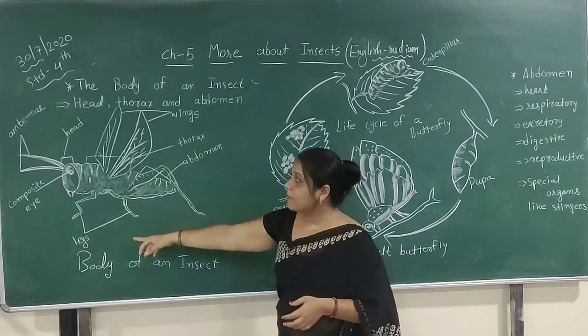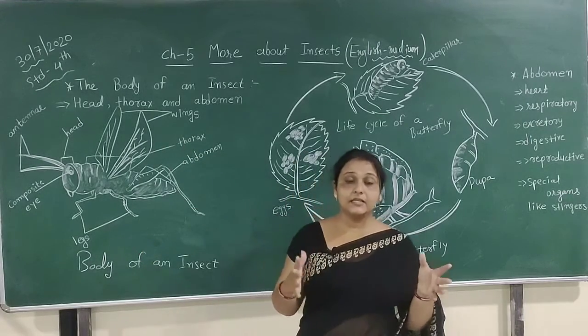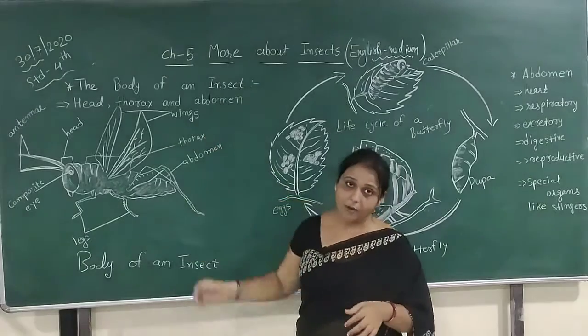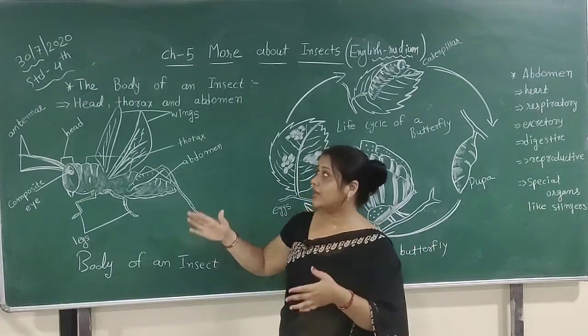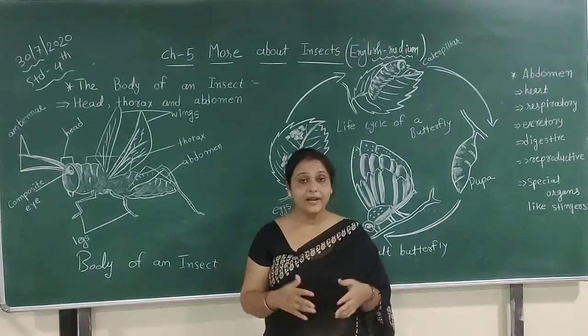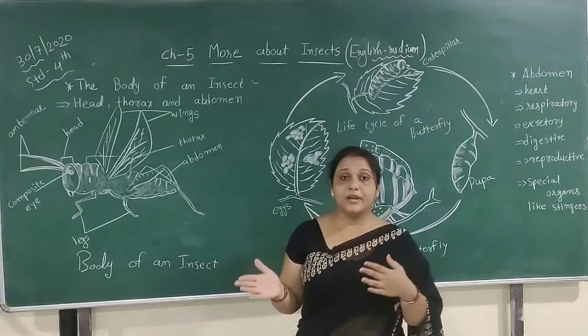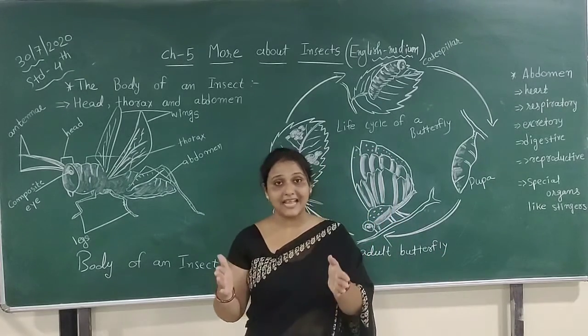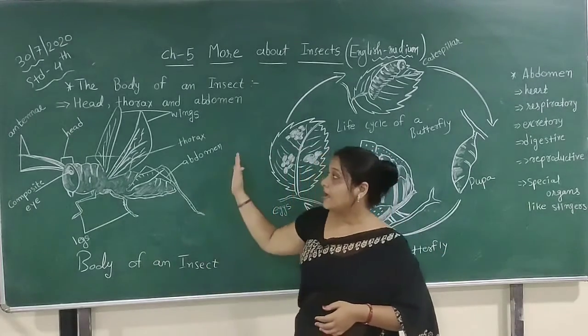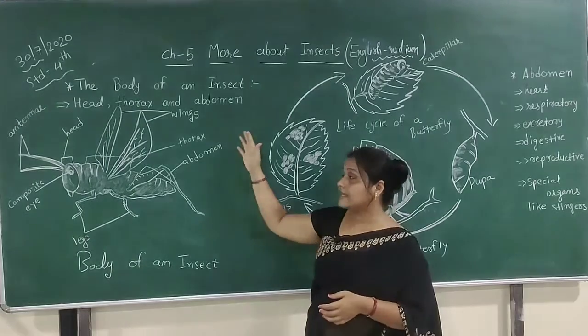So in the body of insects you can see the head, thorax and abdomen. The body is divided into these parts: head, thorax and abdomen. In the head, thorax and abdomen you can see different types of functions and different parts available in the body of an insect.